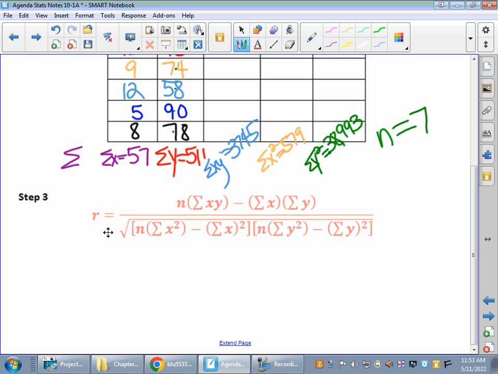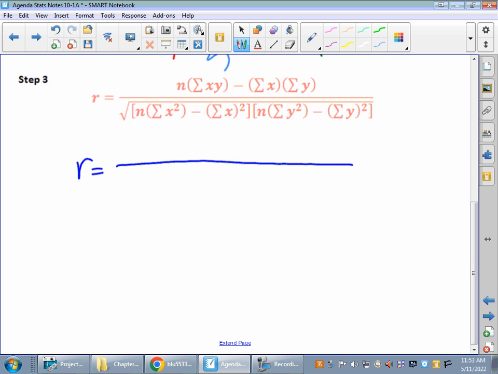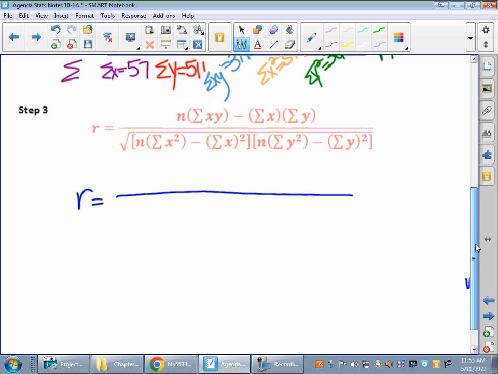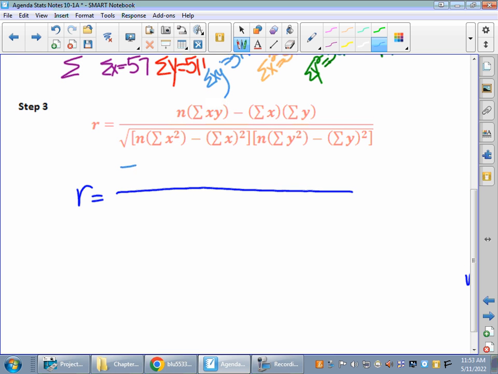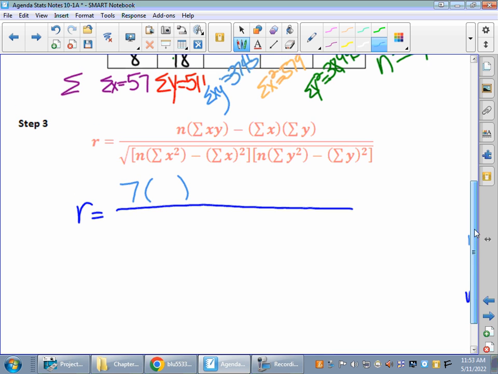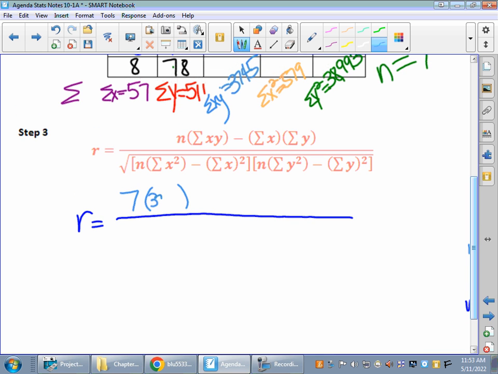So when we go to calculate this correlation coefficient, I'm going to set myself up a fraction. So n is equal to 7 times my sum of my xy's, which I've got right up here, 3745, minus the sum of my x's times the sum of my y's. So far, so good.